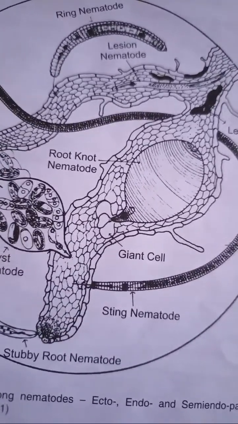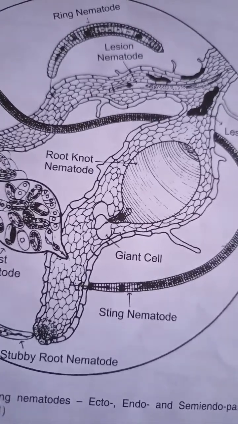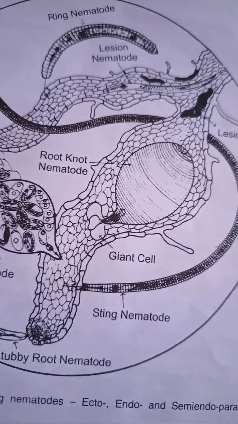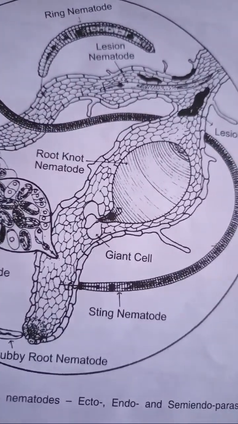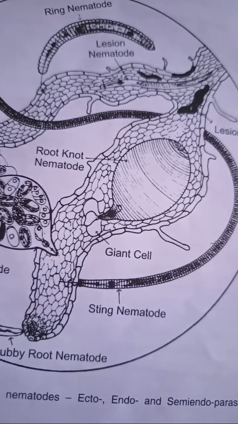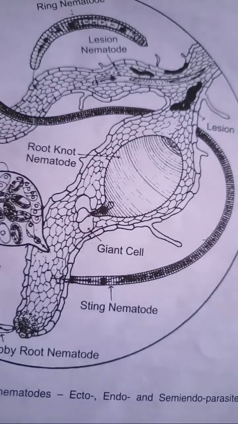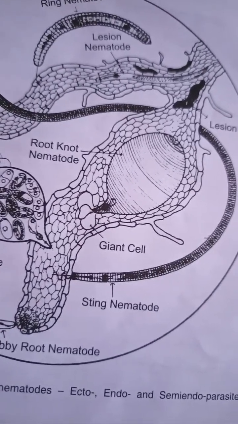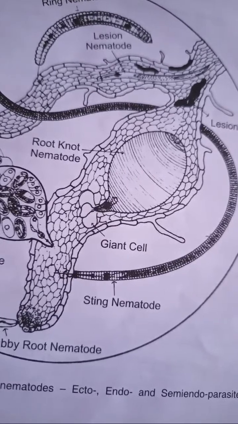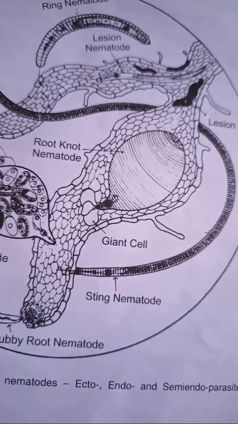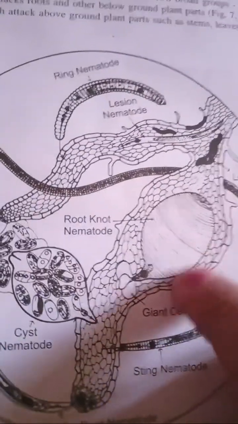And again, moving further to the below ground feeders, friends, what happens? The below ground feeders fall in three categories, that is the endoparasitic, the semi-endoparasitic, and the ectoparasitic. So the first category, the endoparasitic nematode, I'll be telling. Endoparasitic includes sedentary and migratory forms. The sedentary cyst nematodes are the Heterodera species and Globodera species. Root knot nematode includes the Meloidogyne species, which is very important. It causes gall formation. You can see in this picture also, it's a root knot nematode.